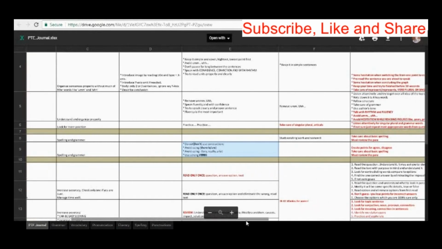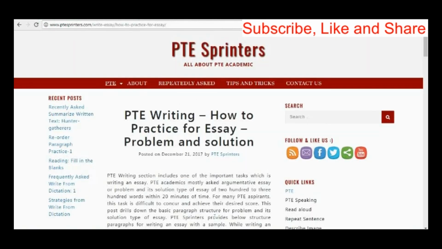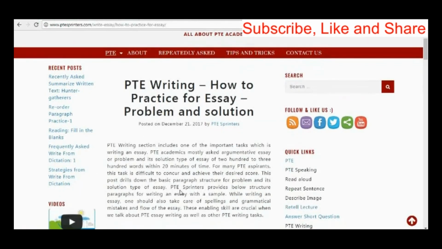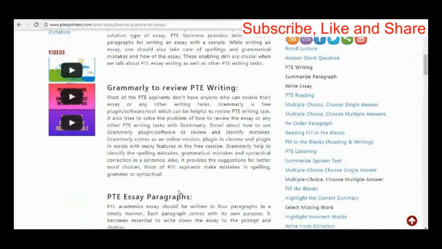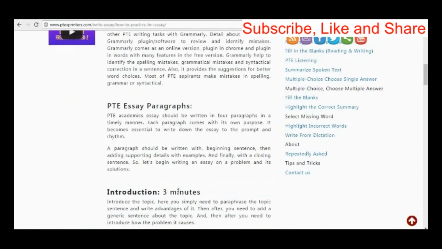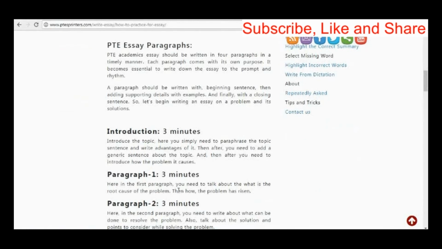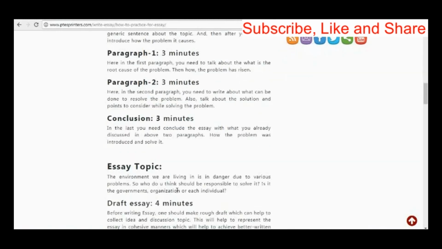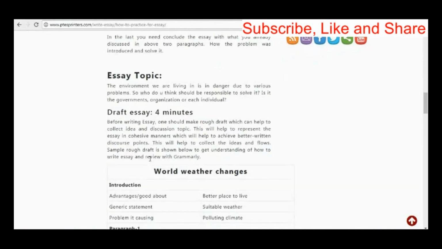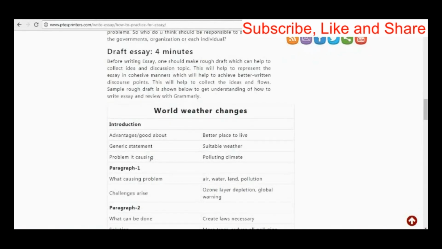We have also provided good information about how to do writing practice, where we have shown reviewing with Grammarly, which is an online free tool. We have also provided one sample essay showing how you can spend your time, how you need to introduce the topic, argument, paragraph 1, paragraph 2, and conclusion. You can go through this topic, which helps you understand how to write an essay.